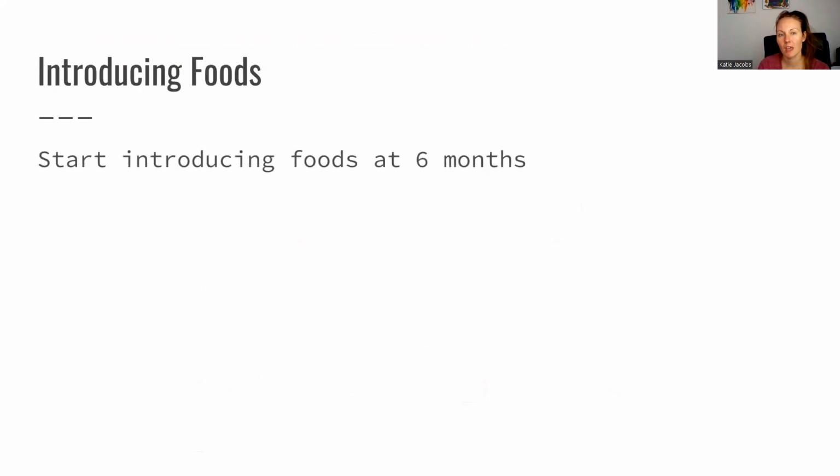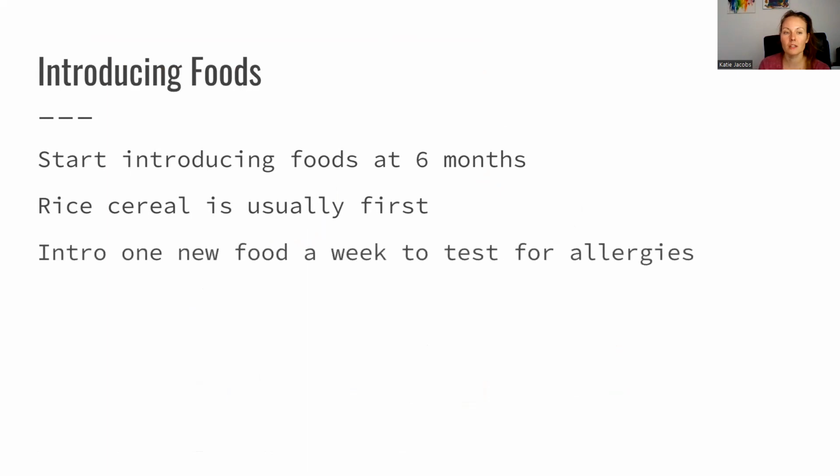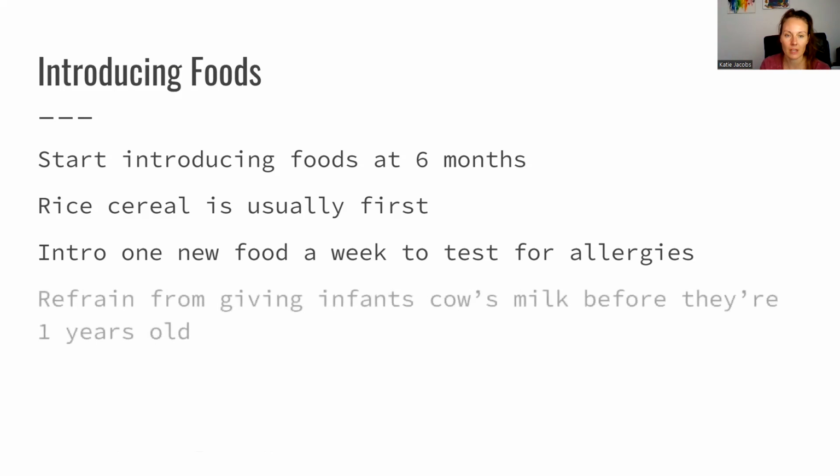So introducing foods, we don't start doing that till about 6 months. Usually the first food people introduce to children is rice cereal. And then they recommend only trying one new food a week when you're starting out, because that helps you test for allergies. So if this week's carrot week, you've already introduced rice cereal, and the second week you introduce carrots, so you have rice cereal and carrots. The week after you might have pureed apples, so you could have rice cereal, carrots, and apples. And then if they have a reaction, you know, because you only introduced one thing that week.